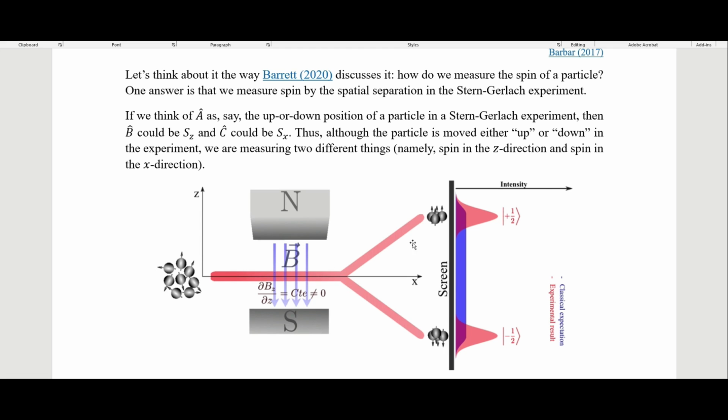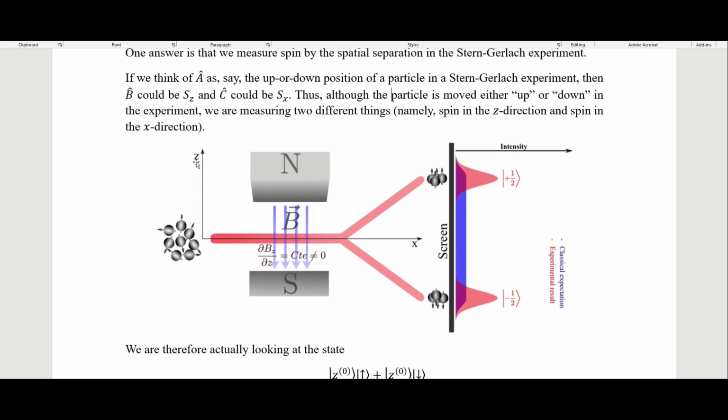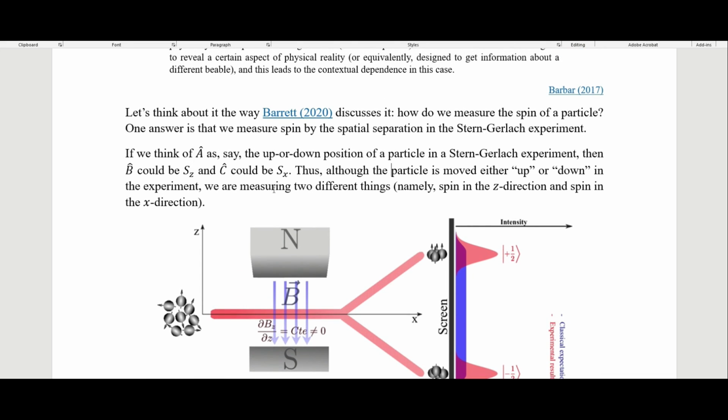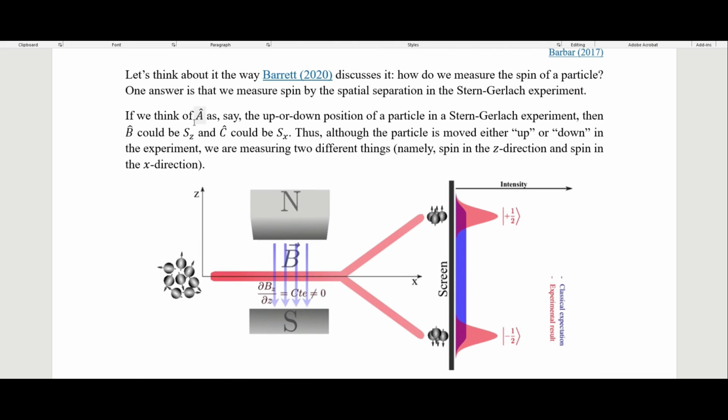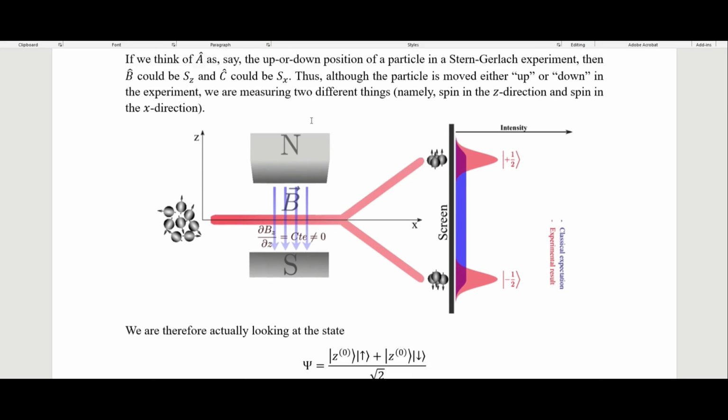So if we look at this image right here, we can think of this as spin in the Z direction, but if we turn this 90 degrees, into and out of the page, then this would be in the X direction. But we are still measuring the position moving this way or this way, so we are measuring two different things using this same A, which is the position operator, where B is the Z spin operator and C is the X spin operator.